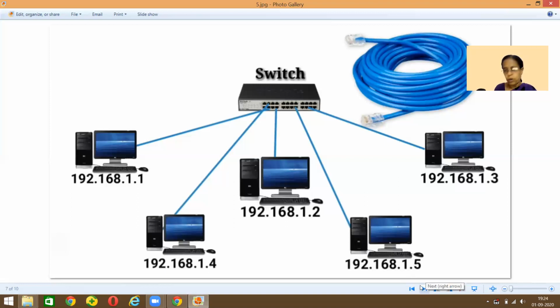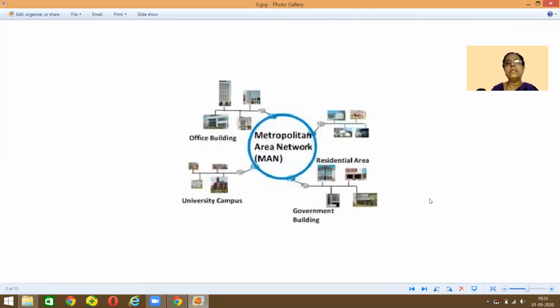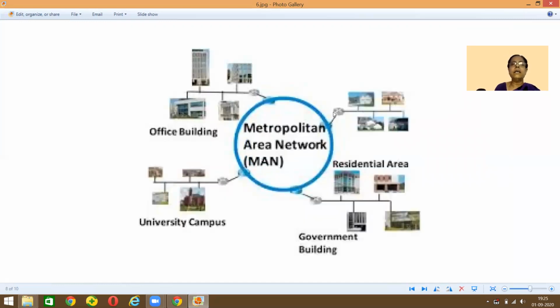The next type of network would be the metropolitan area network, but because it's easier to learn the metropolitan and then learn the wide area network, that's the WAN. The metropolitan area network is a network within a city. You can see that these office buildings are connected to each other. Each one is a LAN network and they all are connected to each other.